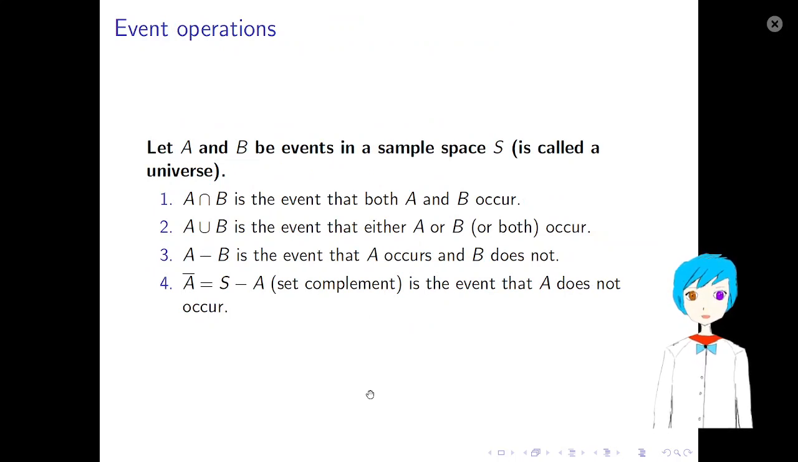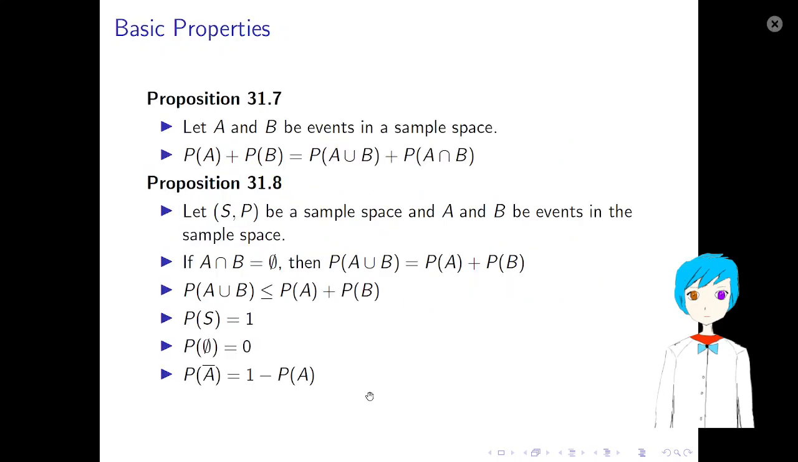Let A and B be events in a sample space, which is also called a universe. We can define these event operations. The intersection of A and B is the event that both A and B occur. The union of A and B is the event that either A or B occurs. A minus B is the event that A occurs and B does not occur. The complement of A is S minus A, which is the event that A does not occur.